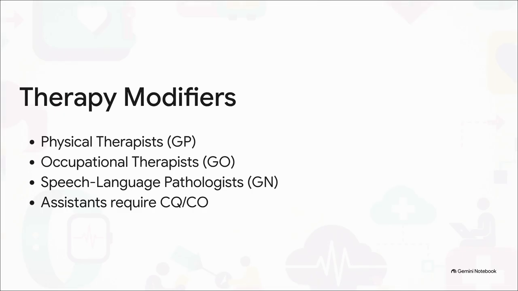For a speech-language pathologist, you're going to use modifier GN. For an occupational therapist, use GO. And for a physical therapist, use GP. Furthermore, when these are furnished by a therapy assistant, you generally also require modifier CQ for PT assistants or CO for OT assistants. Oh, and remember, when therapists delegate to assistants for codes like 98975 or 98979, those services are strictly subject to CMS's de minimis or 10% standard policy. Keep a close eye on that.